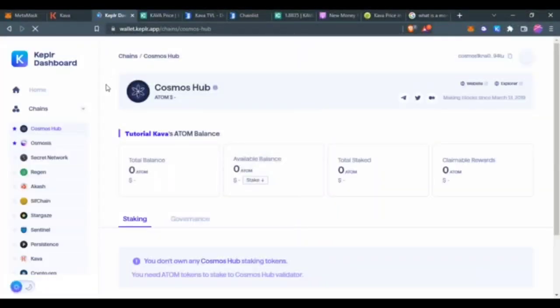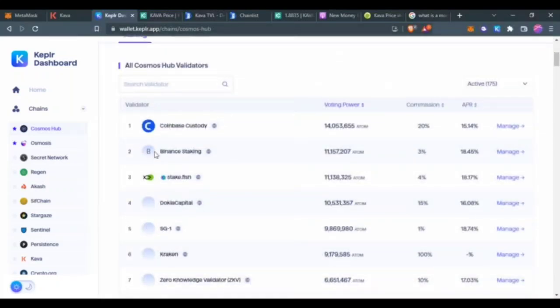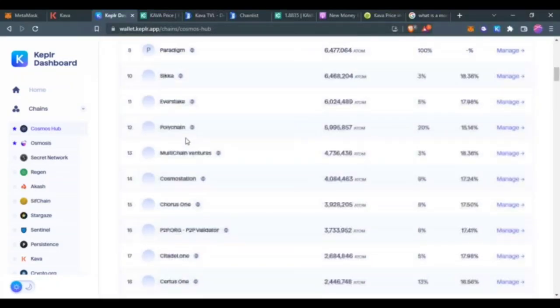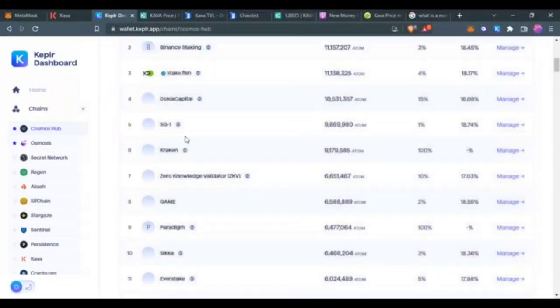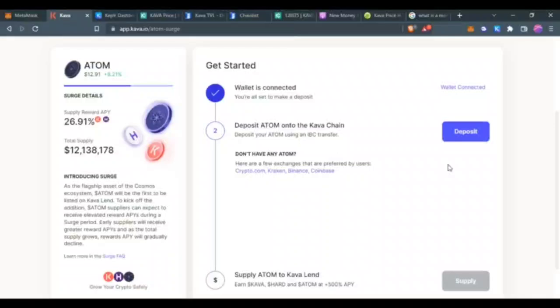So now if we come over here and look at the Keplr hub, we can see right now we've got 3.83 shares of Atom for a total of 49.4%, which we can stake right in the wallet utilizing any one of these validators, though that's not what we are walking through today. I will come back and do a separate webinar on how to utilize a lot more of the Cosmos ecosystem. Today, what we're going to be doing is depositing that Cosmos.